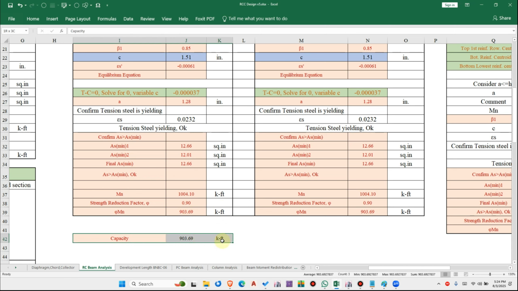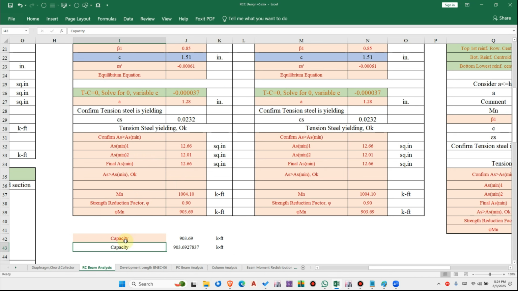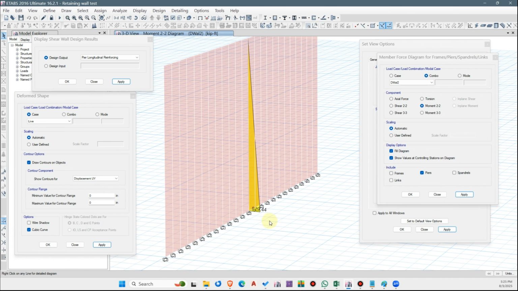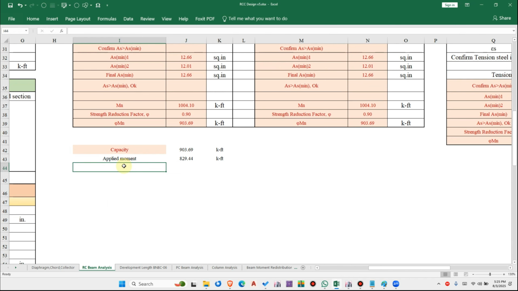And then we need to write the applied bending moment. Applied moment is basically, we had already checked it from this, 829.44. So the demand capacity ratio should be applied moment divided by capacity, which should give us a value of 92%.